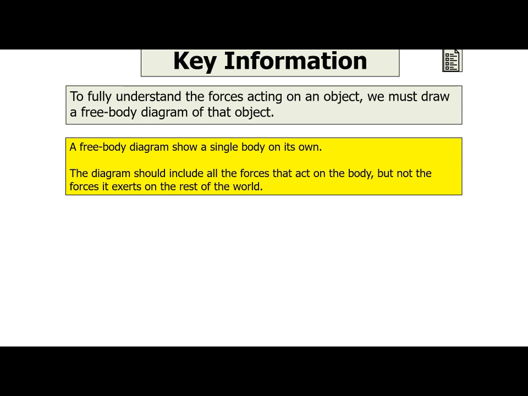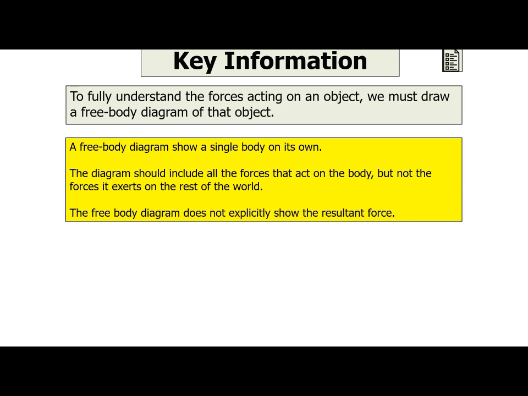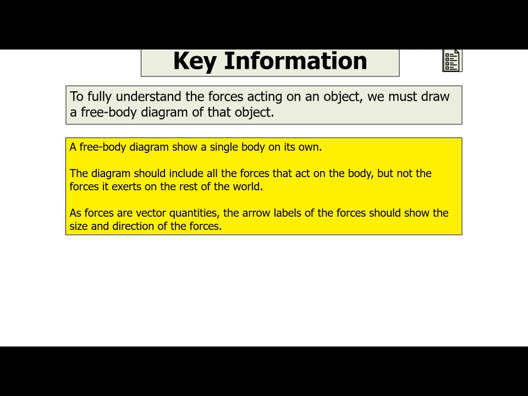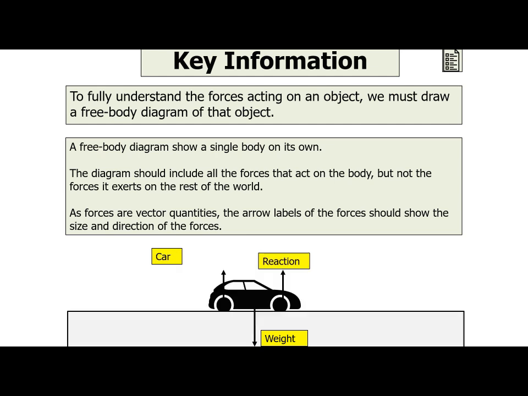This diagram should include all forces that act on the body, but not the forces it exerts on the rest of the world. And the free body diagram shows the resultant force acting on the body as a result of the different forces, but the free body diagram does not explicitly show the resultant force itself. Now, as forces are vector quantities, the arrow labels of the forces should show the size and the direction of the forces, as shown in the following situation of a satellite, and the next situation of a parachutist, or the next situation of a car.